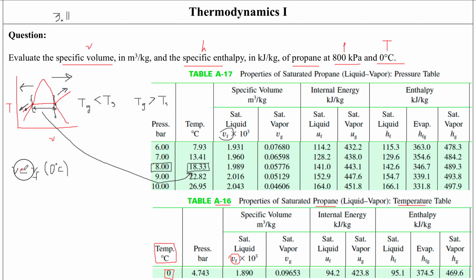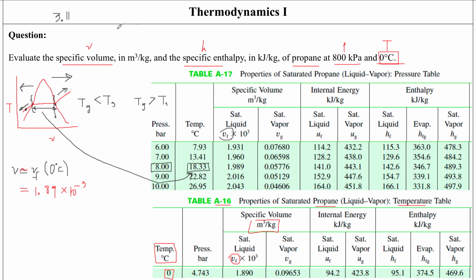This is an approximation. The specific volume for this case is going to be equal to the saturated liquid specific volume at the given temperature. So that is equal to 1.89 times 10 to the power minus 3 meter cube per kilogram. Make sure you write the units and don't skip them.